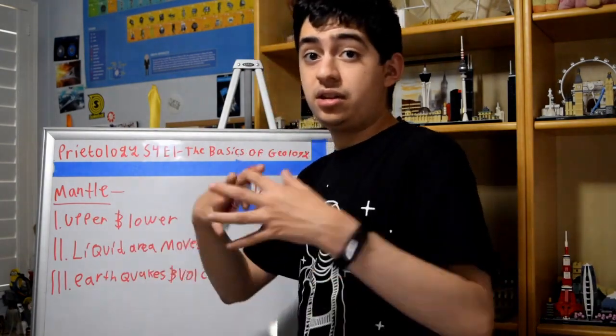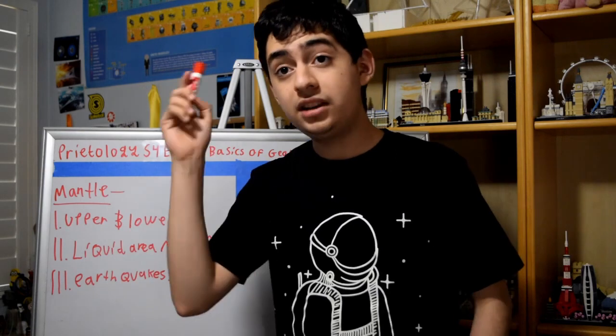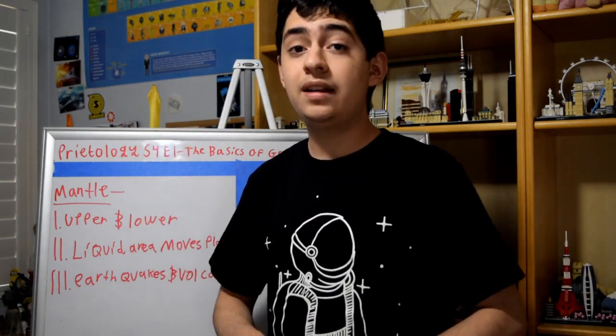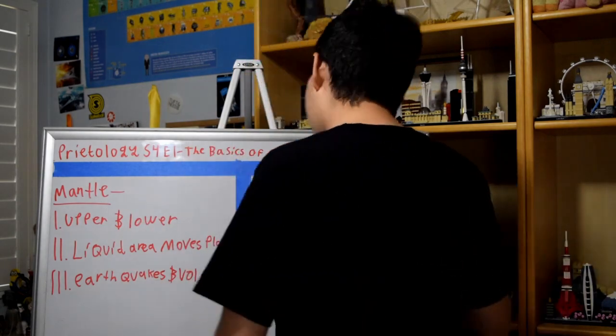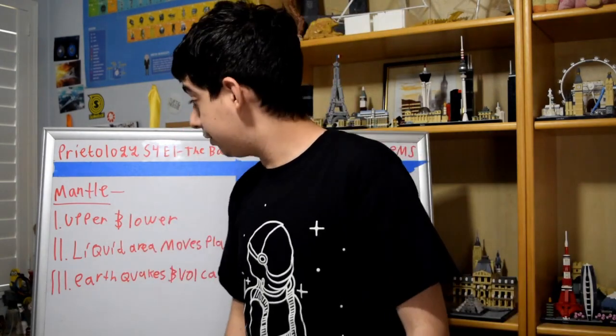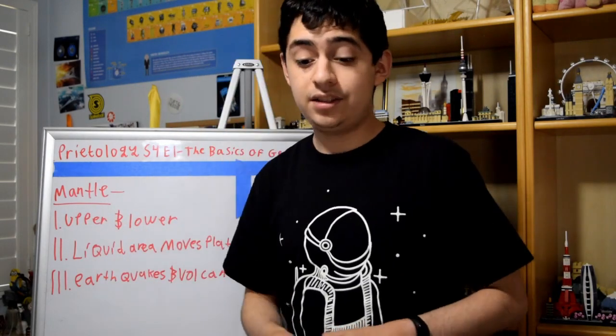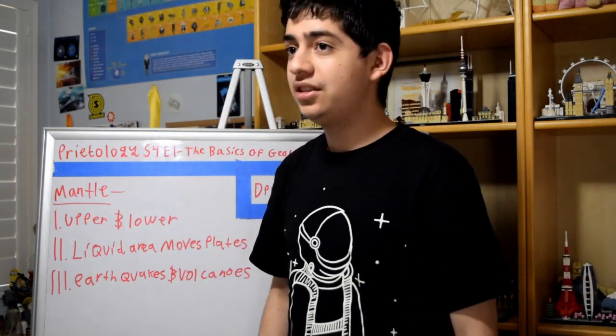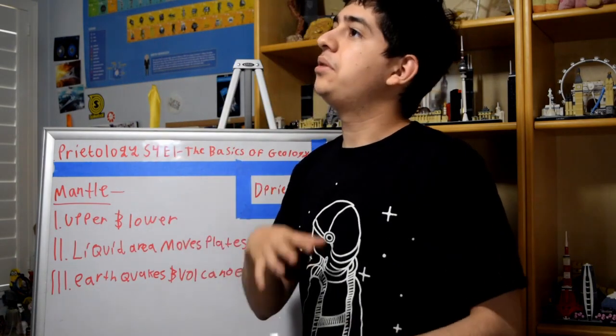The movement of the mantle can cause earthquakes and volcanoes, which we will also talk about in a bit. Volcanoes are considered a type of hotspot, which is also something we'll talk about later. Fun fact about the mantle: the thickness of the mantle is 1,800 miles.